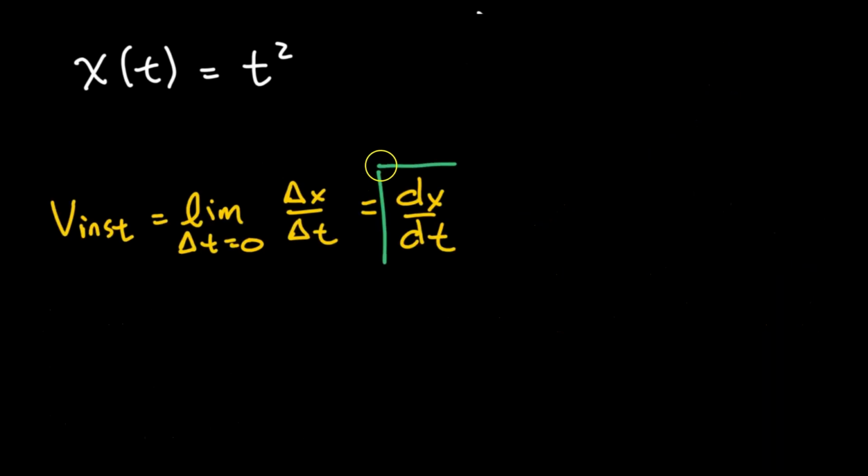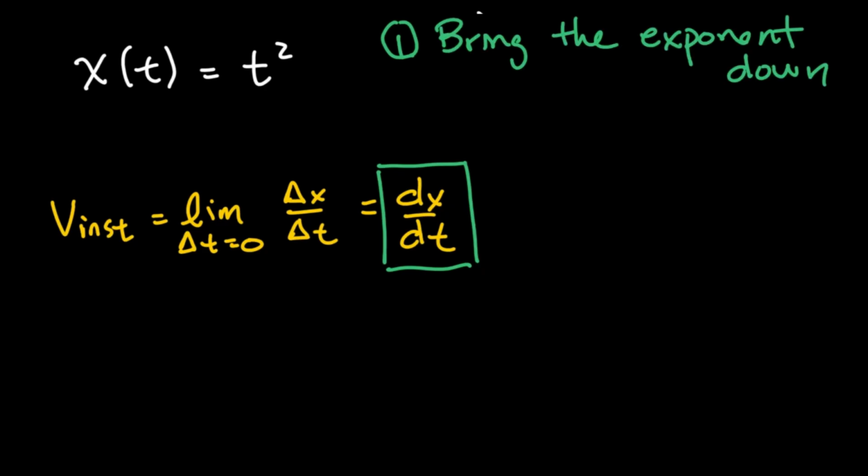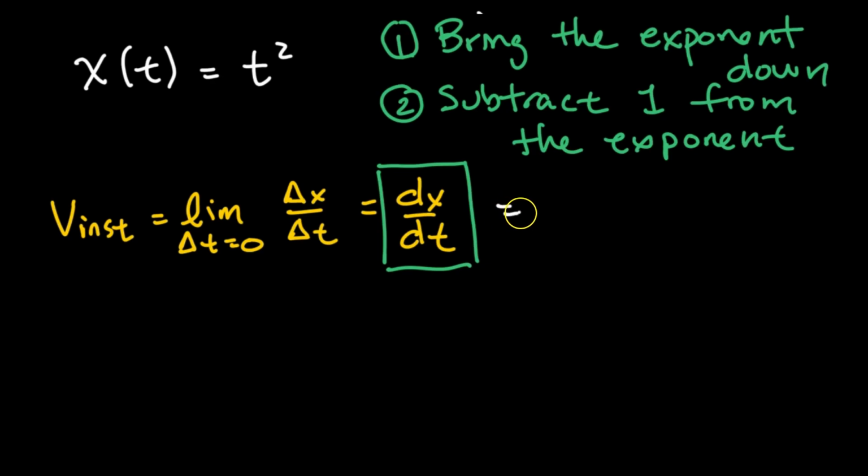There's also a name for dx over dt. We call this a derivative, and we say that this is the derivative of x with respect to t. To find the derivative, step 1, we're going to bring the exponent down, and step 2, we're going to subtract 1 from the exponent. So the derivative of t squared is, I'm going to move the 2 down, so here's the 2, times t, and I'm going to subtract 1 from the exponent, so that's just t to the power of 1, so just 2t.